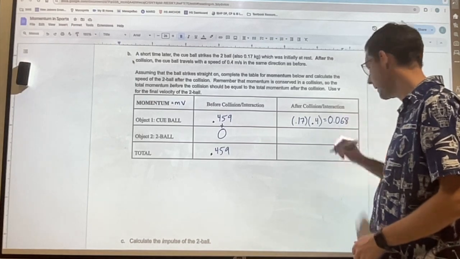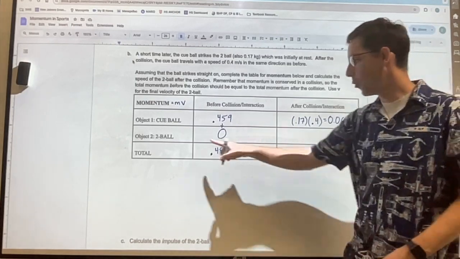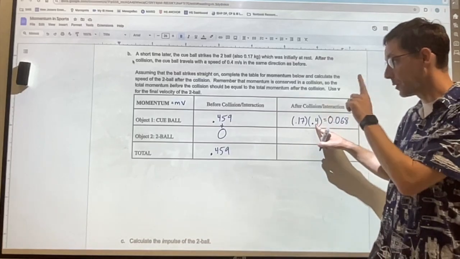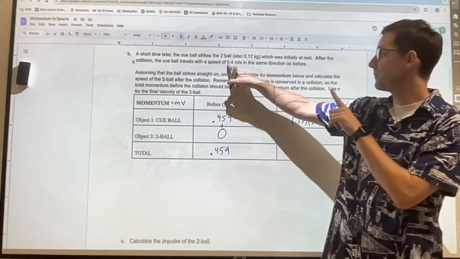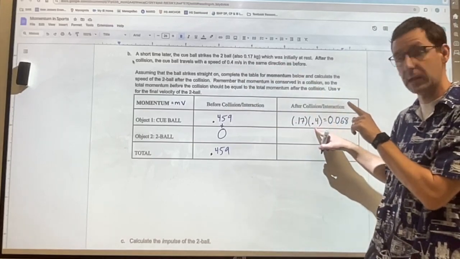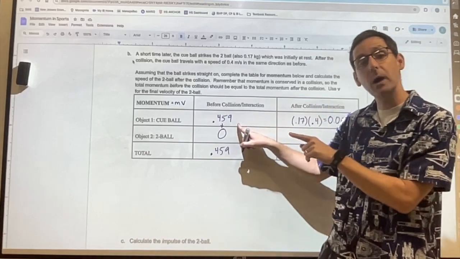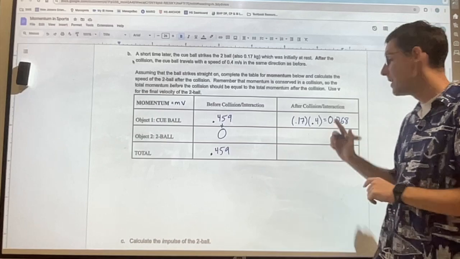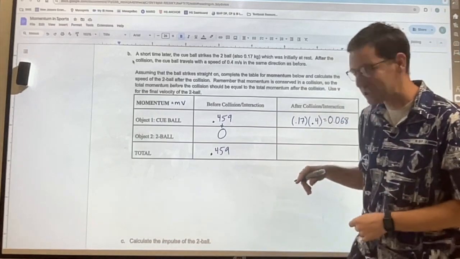0.068. And then for the two ball, I'm going to remind you, it does say that the 0.4 is in the same direction. That's why I put positive 0.4 here. My initial velocity was positive. My final velocity is in the same direction, so also positive. That'll become important in later questions.